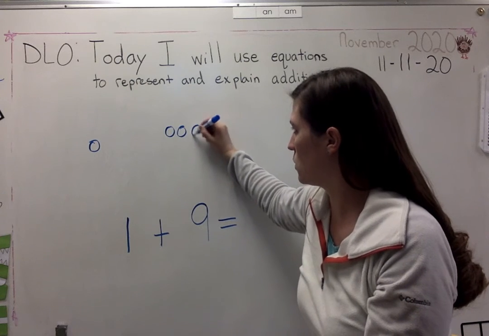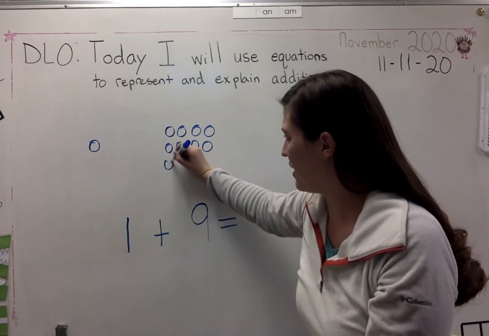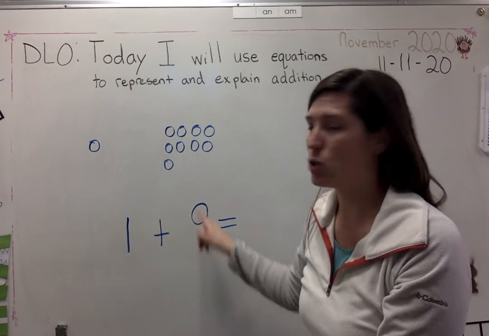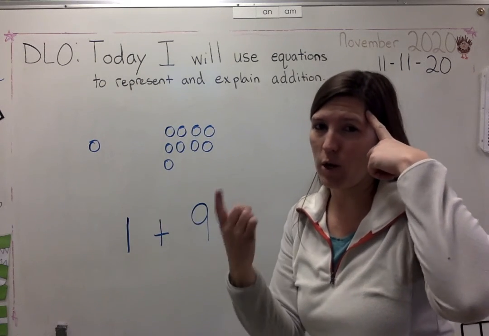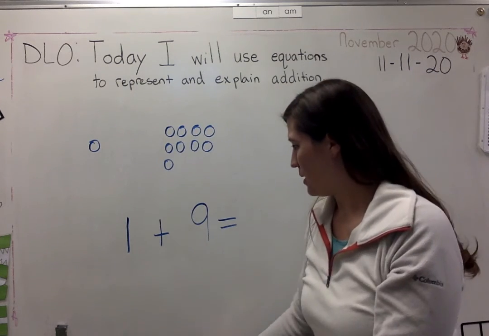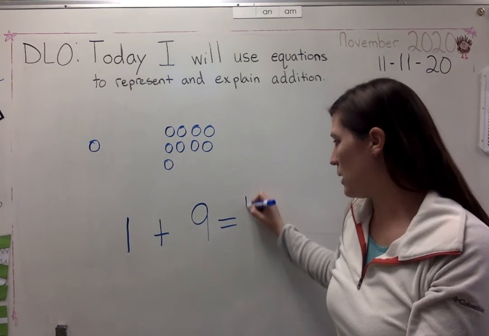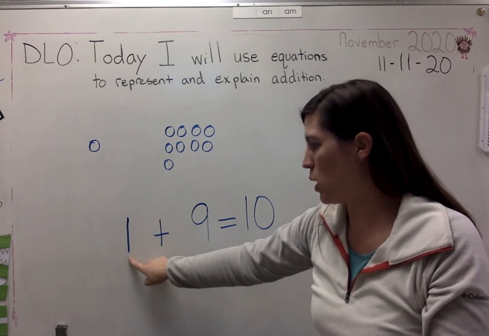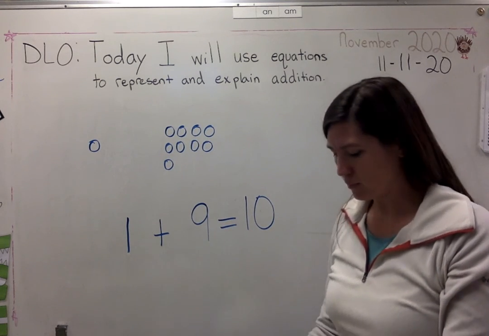1, 2, 3, 4, 5, 6, 7, 8, 9. How many do I have all together? Let's see. 9 is greater than 1 because 9 has more. Put 9 in your head, 1 in your hand. Let's count up. 9, 10. So 1 more than 9 is 10. And 10 is a 1 and a 0. So my equation would be 1 plus 9 equals 10.